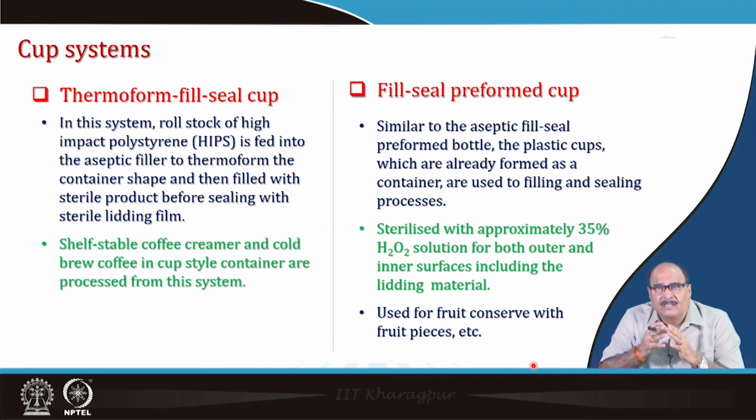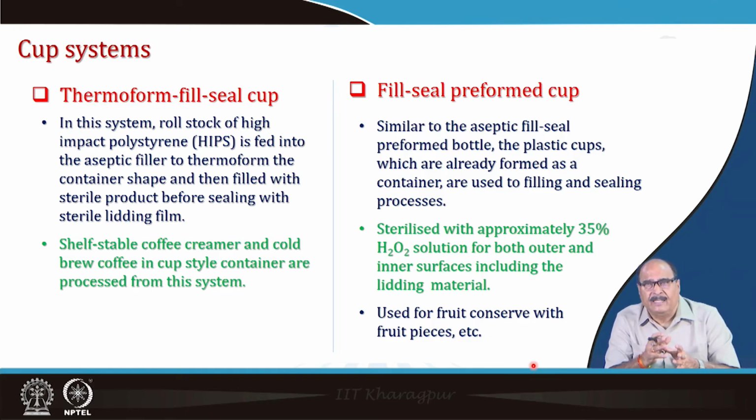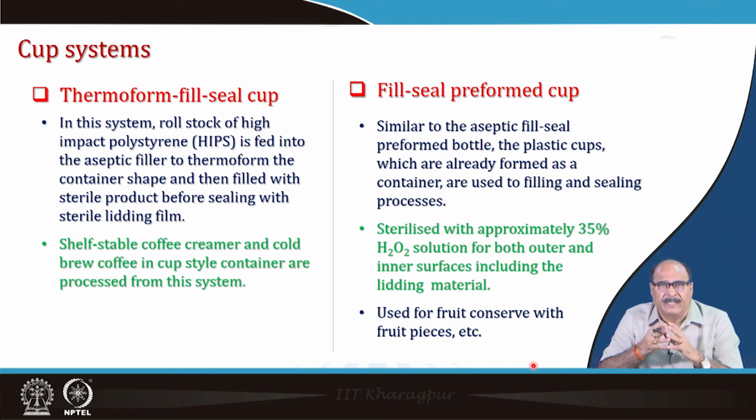Then fill seal the pre-formed cup. It is similar to the aseptic fill seal pre-formed bottle. So the plastic cups which are already formed as containers are used for the filling and sealing process, and 35% concentrated H2O2 is used as a sterilizing agent, and it is used for fruit conserves with fruit pieces.